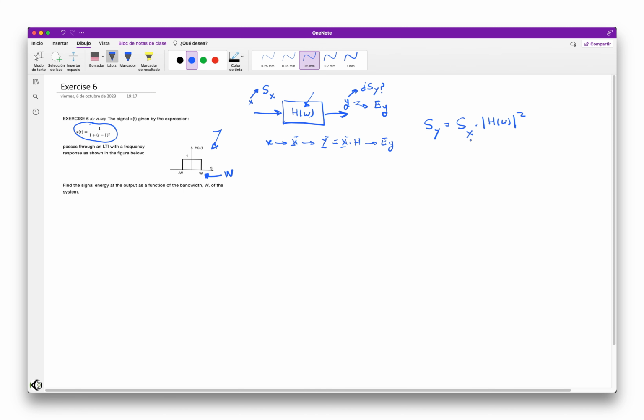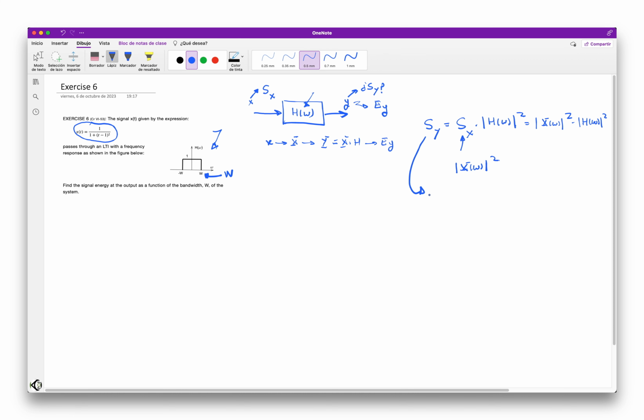So in our case, we know x, so we know the energy spectral density of the input, which, as you know, is the modulus of the Fourier transform of the input squared. So in our case, the spectral density of the output will be the modulus of the Fourier transform of the input squared times the frequency response squared.